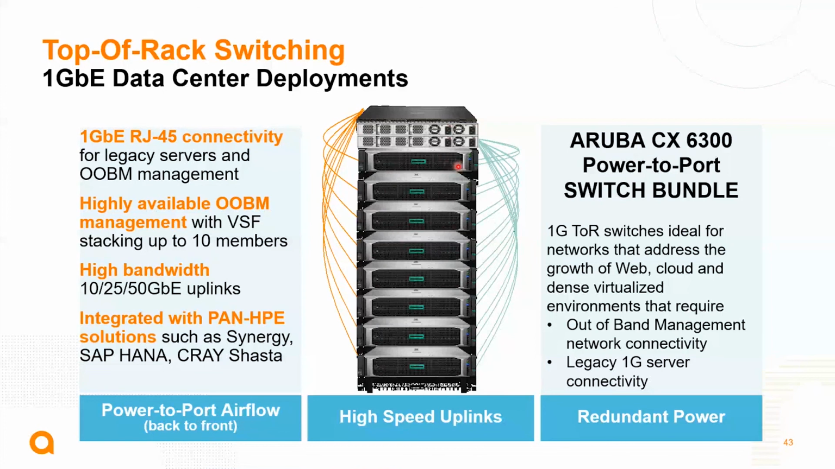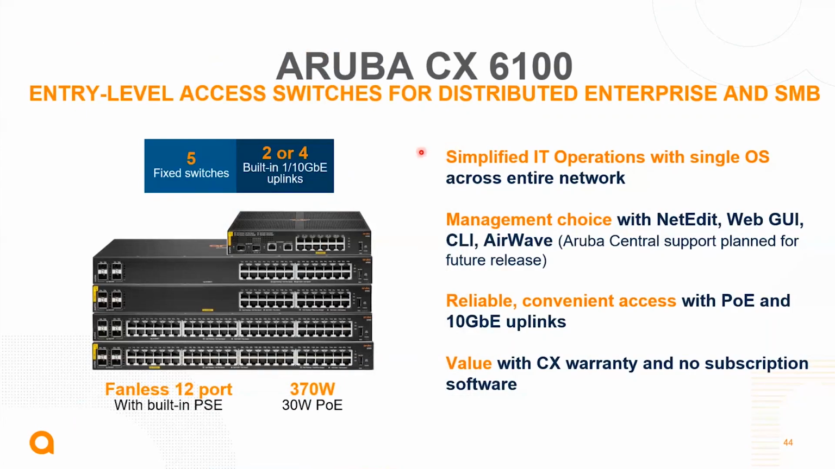Okay, starting with the 6100, this is for entry-level access and for distributed enterprise and SMB. This is more focused on SMB. This cannot be stacked. We have 5 models for this. We have 48 ports, 24 ports, and 12 ports. This is only layer 2. It is ready for simple deployments of PoE, IoT, or just having a 10 gig uplink. That is the good thing here.